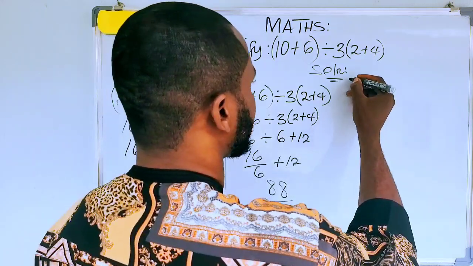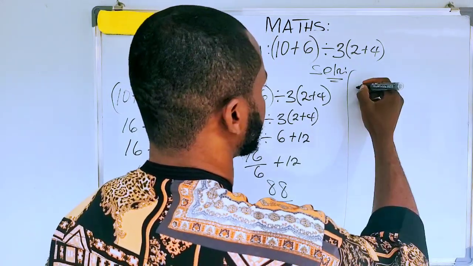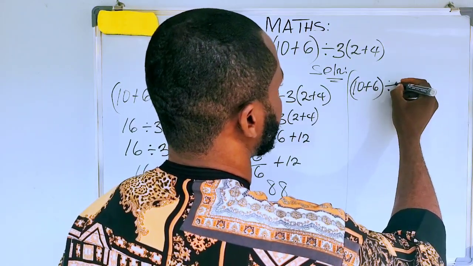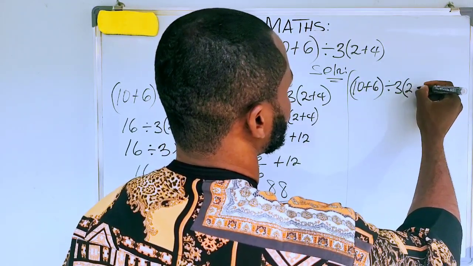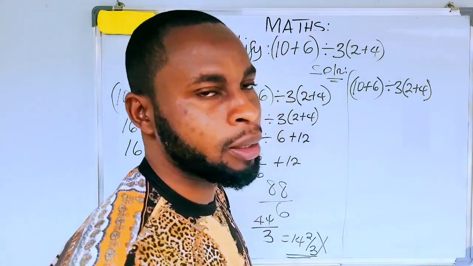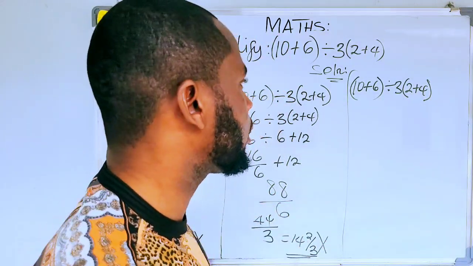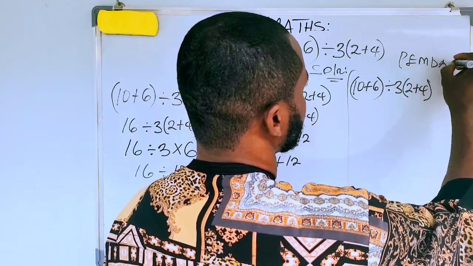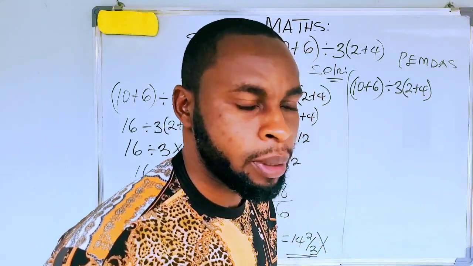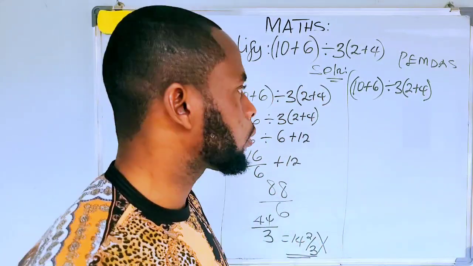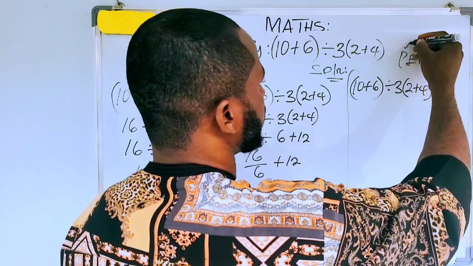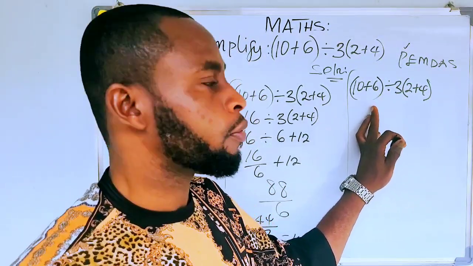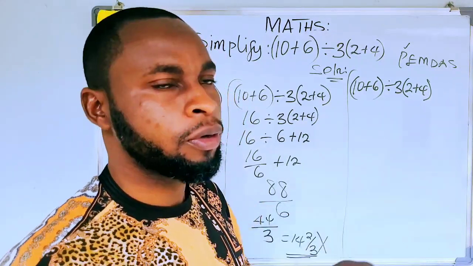Now, to solve this correctly, we are going to have this 10 plus 6 in parentheses divided by 3 into 2 plus 4. Here, we are going to apply PEMDAS, or we use BODMAS, both are the same. Here first, we are going to take a look at parentheses, or the bracket. We are going to simplify these elements in the bracket first.